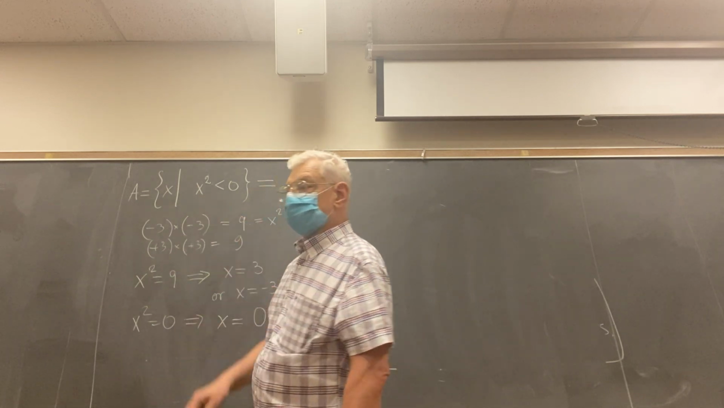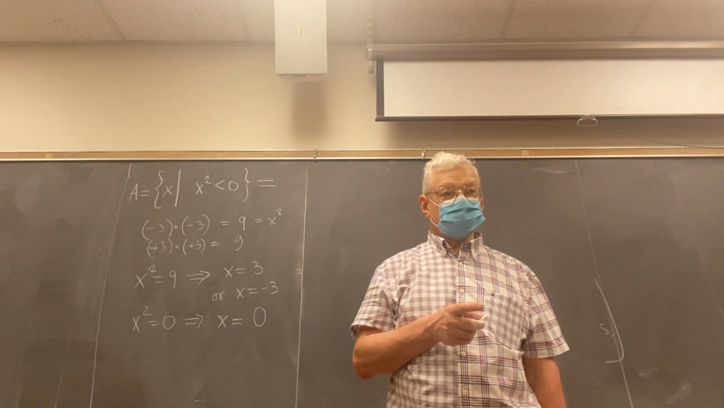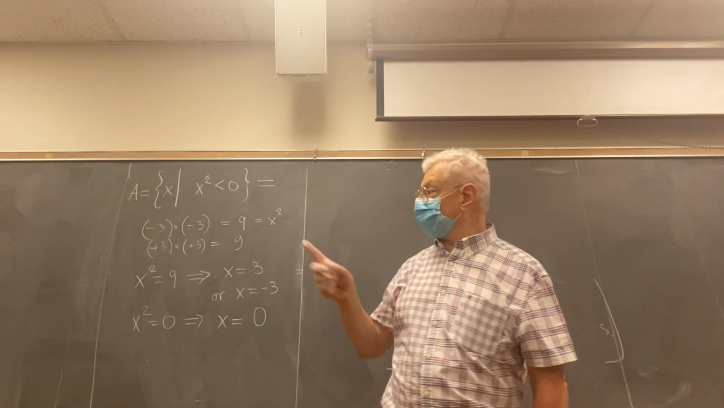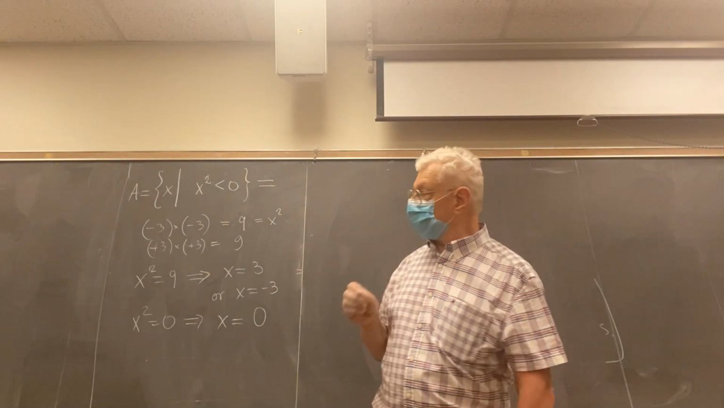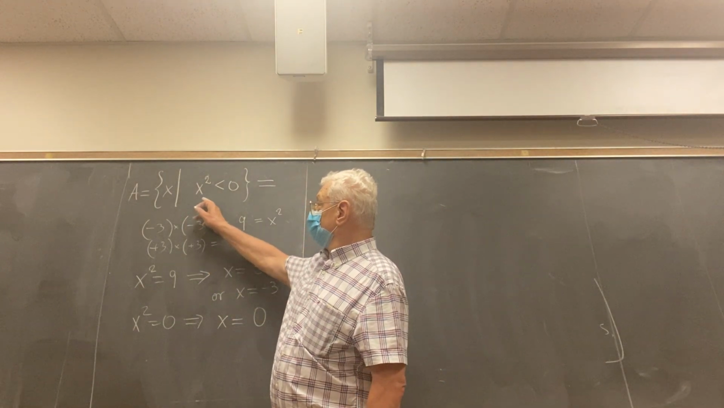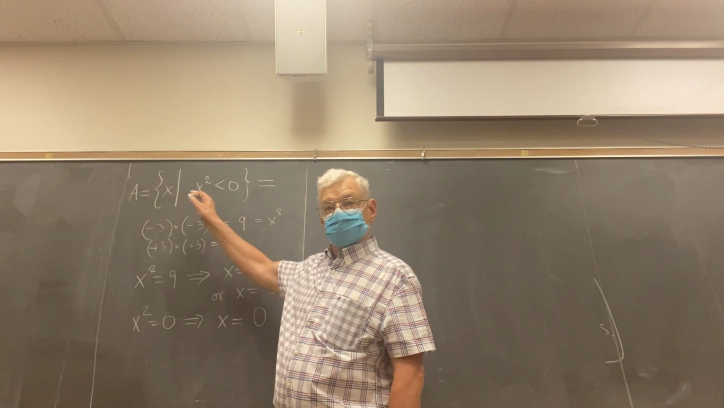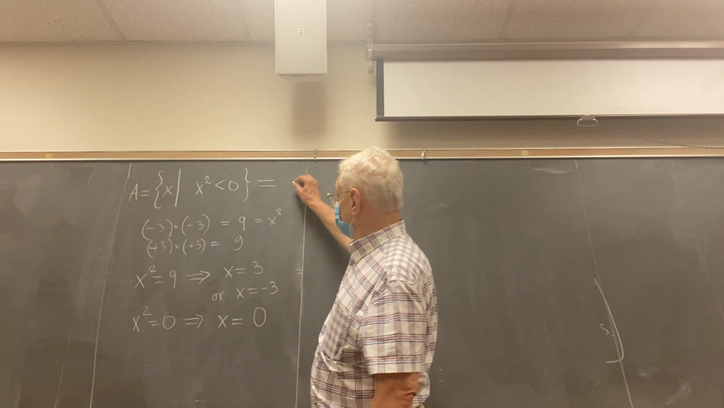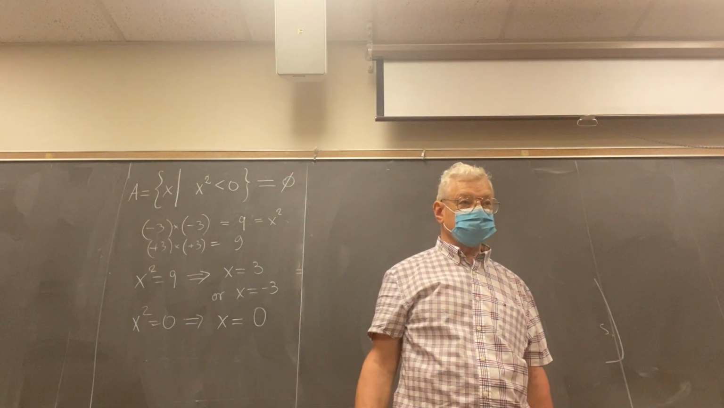x squared is either positive or 0, so it cannot be less than 0. Whatever x you take, the square will be greater than 0 or at most equal to 0. It cannot be less, so the answer is the empty set. This set doesn't have elements.